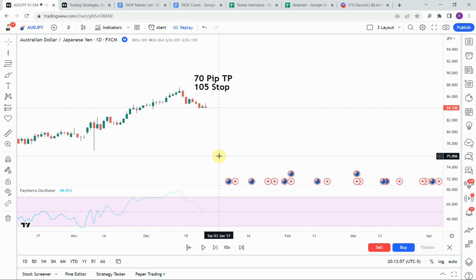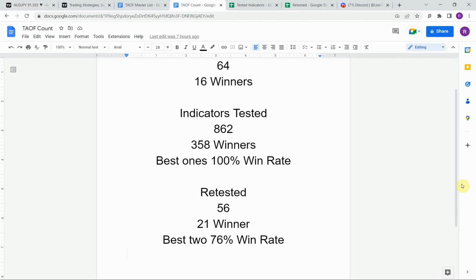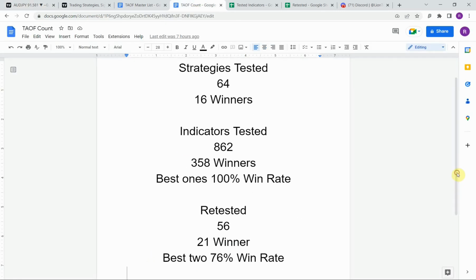Alright, as I said, today we will be testing the Faytterro Oscillator indicator. Before we do though, I wanted to put the testing scoreboard up for everyone to see. So to date, we have tested a total of 64 different strategies, with 16 of them being profitable. We've also tested a total of 862 indicators, with 358 of them being winners. The best ones so far were able to achieve a 100% win rate.